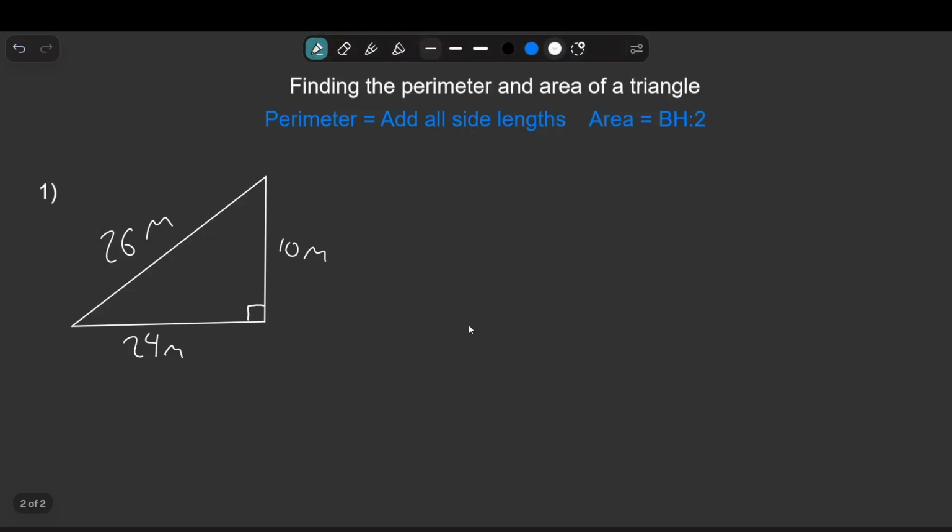In this video I'm going to cover how to find the perimeter and the area of a triangle. The perimeter is adding all side lengths. A triangle has three sides and we know all three lengths, so we add these three together to get the perimeter. Area is a bit more complicated.